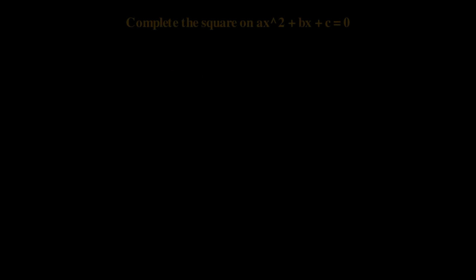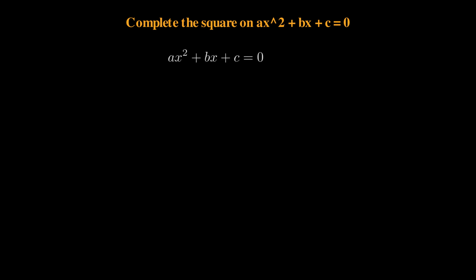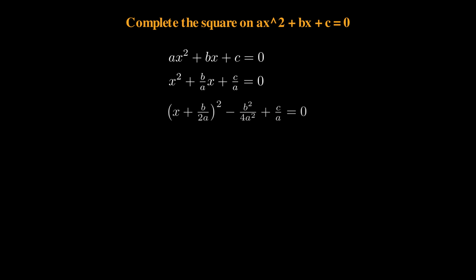Start from ax squared plus bx plus c equals 0. Divide through by a, so the leading coefficient is 1. Now complete the square. Halve the x coefficient, b over 2a, square it, and subtract the extra bit. Tidy the right-hand side over a common denominator. And look what appears on top. b squared minus 4ac. Take the square root of both sides.